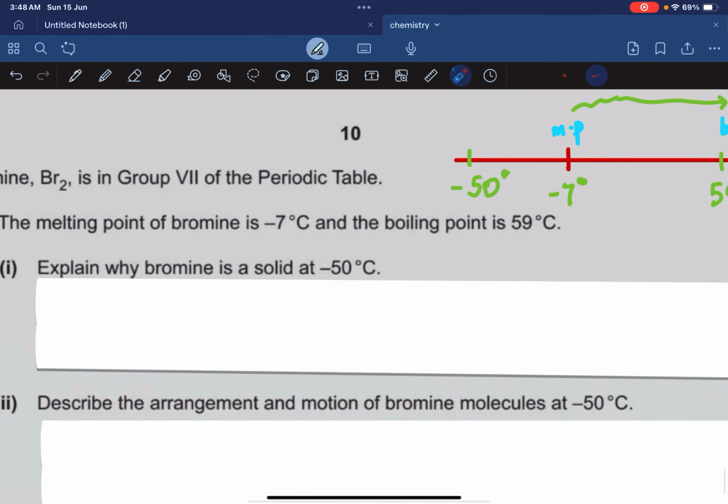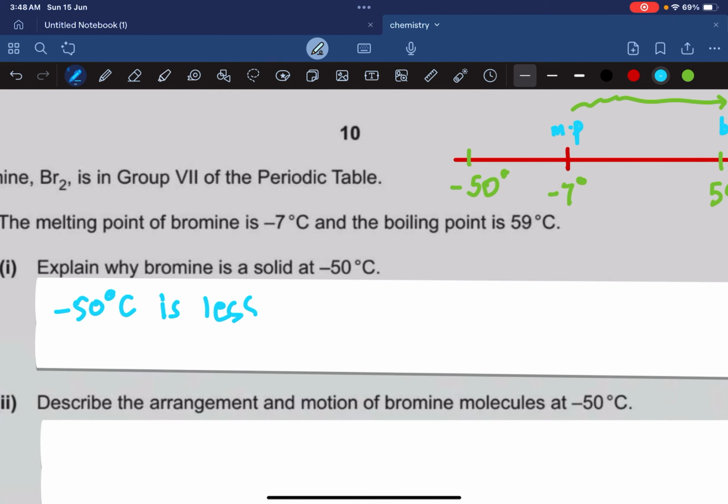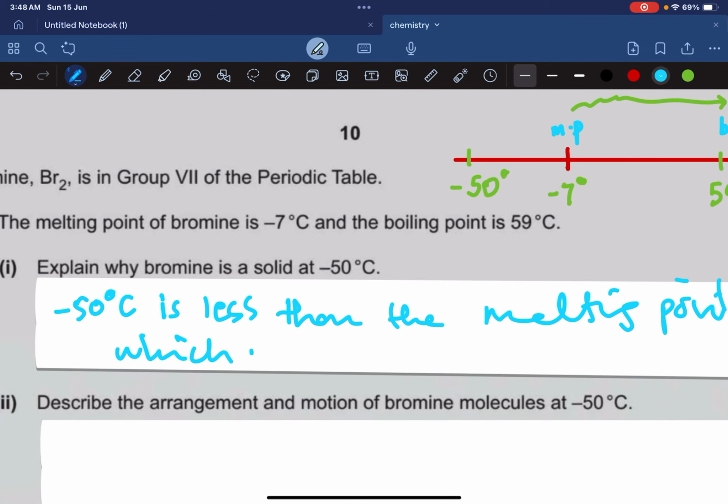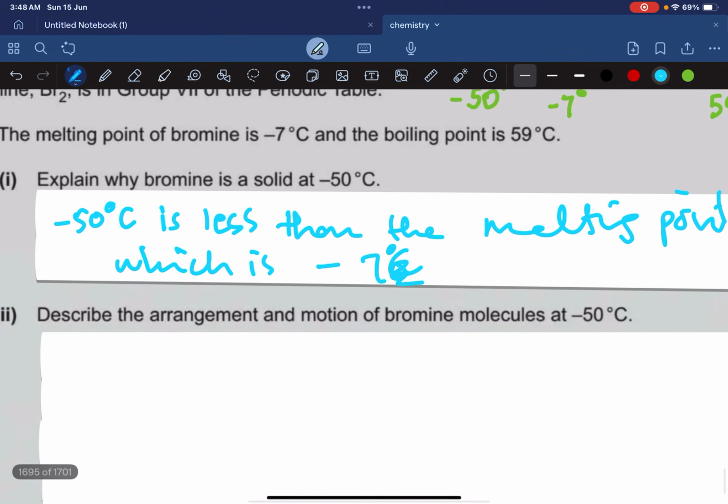So we're going to write that -50 degrees Celsius is less than the melting point, which is -7 degrees Celsius. That's all. You just have to realize that -50 is a lesser number.